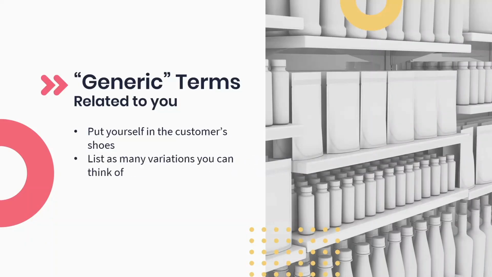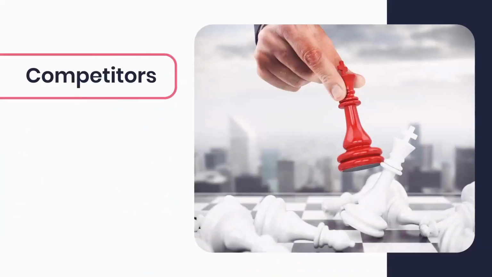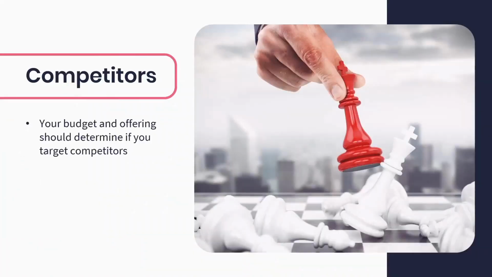Then with those, you need to list as many variations as you can think of. As an example, if we look at dentist near me, then another variation of that is where is the nearest dentist, and another one is where is the nearest dentist to me. List those all out, as many as you can think of, and then put it in a separate document for keeping it for later.